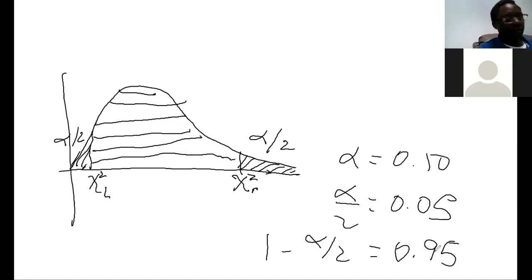And that 1 minus alpha over 2 is the 0.95, that's for the left. Yes, that's for the left. Okay. So we go back to the table. It's 19. And if we're looking for the left, it'd be 0.95.